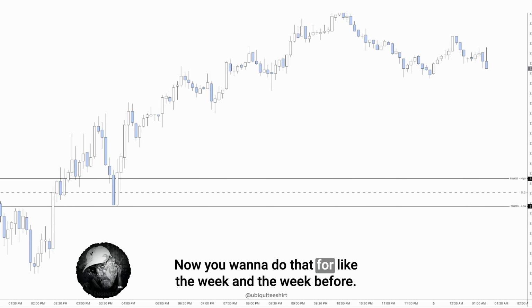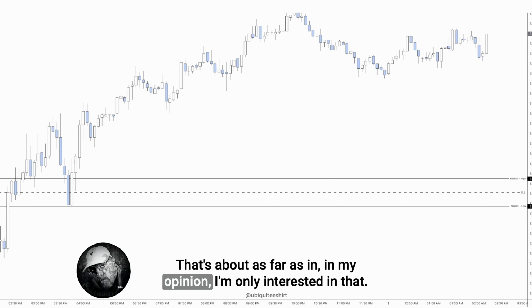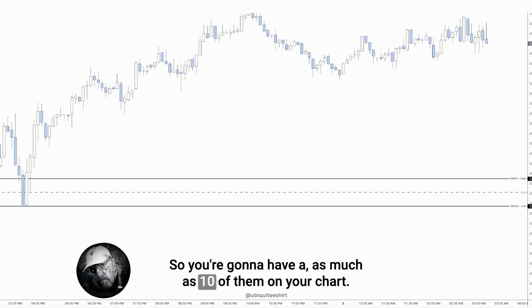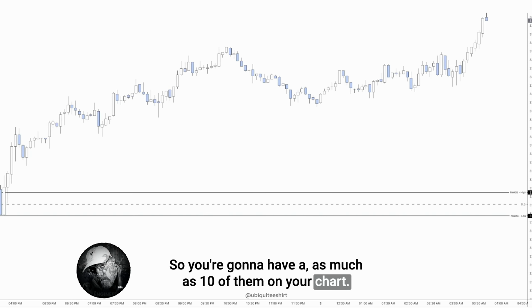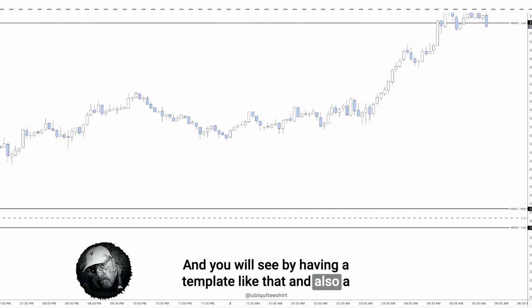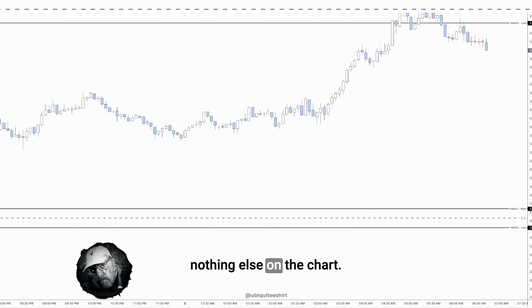Now, you want to do that for the week and the week before. That's about as far as, in my opinion, I'm interested in. So you're going to have as much as 10 of them on your chart. You don't want anything else on that template, just that. And you will see by having a template like that, and also a template that has the new week opening gaps, where there's nothing else on the chart.